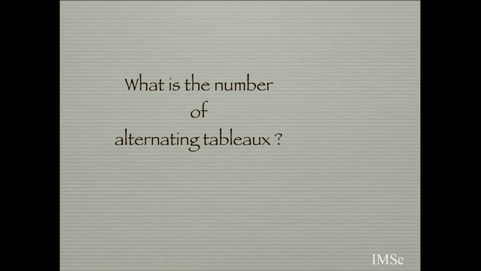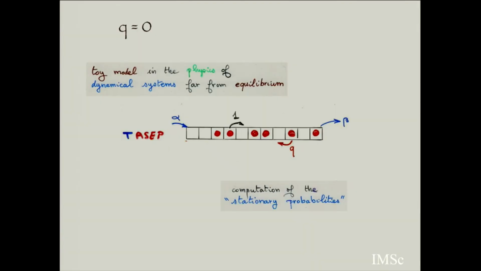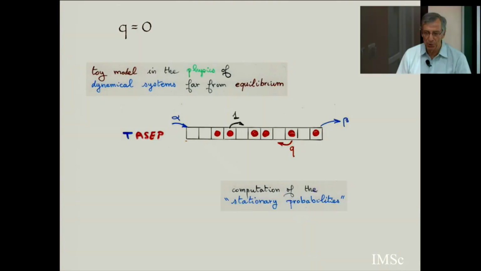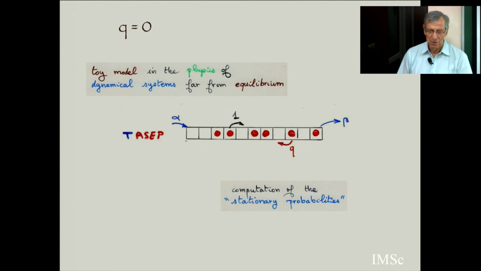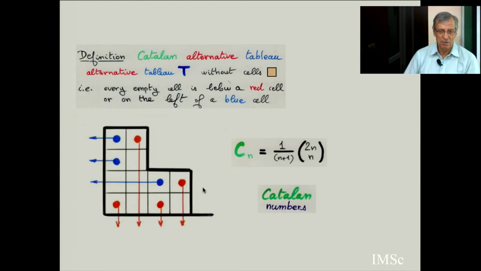No, not alternative tableau. Let's make a simpler example, for q equals 0. It means the TASEP: all particles move to the right. You are not allowed the particle to go left. Then such a tableau with no yellow cell, q equals 0. So it's a special class of tableau.